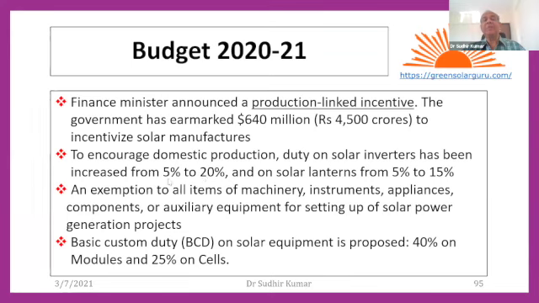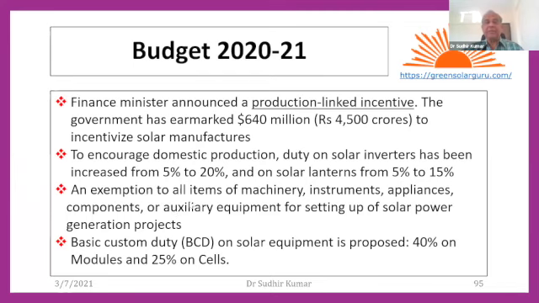Customs duties have increased from 5% to 20% on inverters, and on solar lanterns from 5% to 15%. Increasing the customs duty will automatically reduce the import. Also, it can make the local manufacturing cheaper compared to the foreign import. That is the strategy. So an exemption on all items of machinery, instruments and appliances, components and auxiliary equipment for setting up solar power generation projects, these are also given by the government.